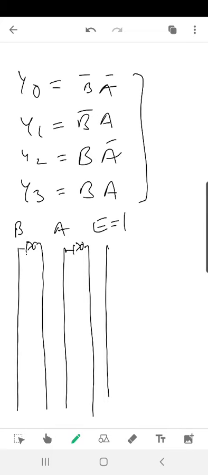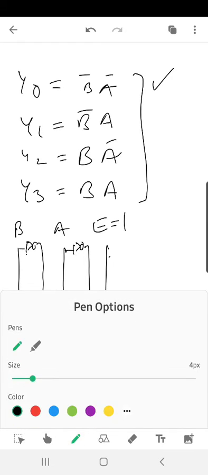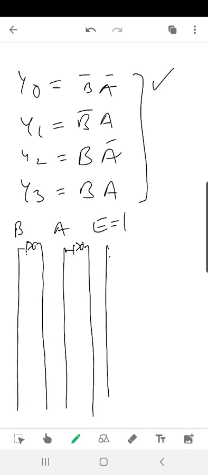So first of all, the equation of y0 was B bar A bar when enable is 1. So enable will be 1. Then we require A bar. A bar will be from this input and we require B bar. B bar will be from this input. All will be in an AND gate and we will get y0 at our output.